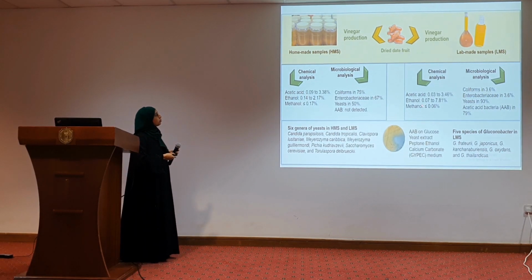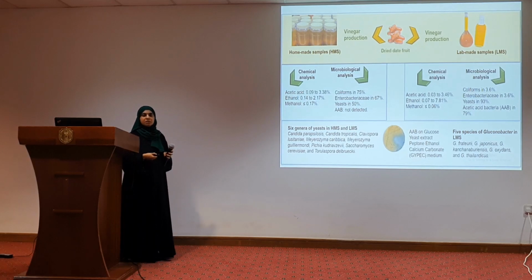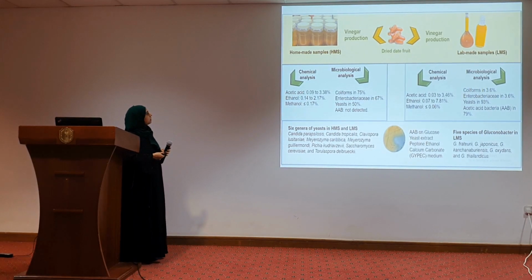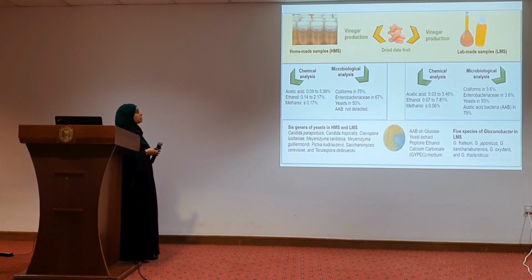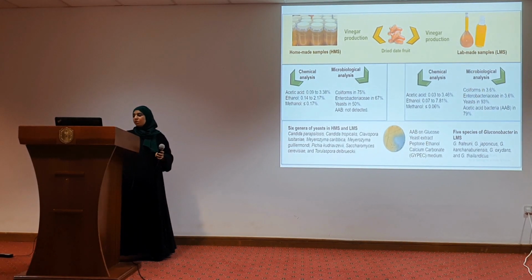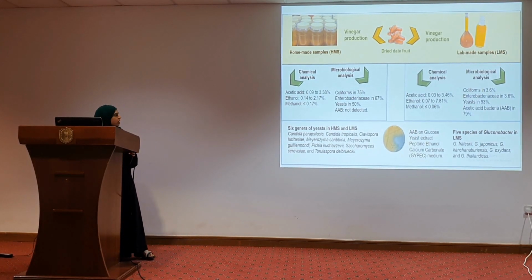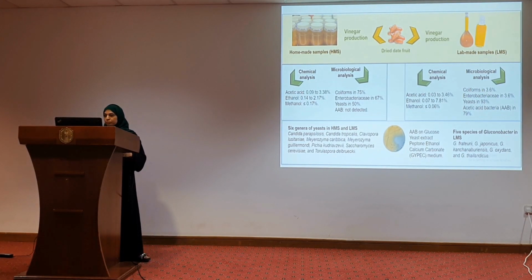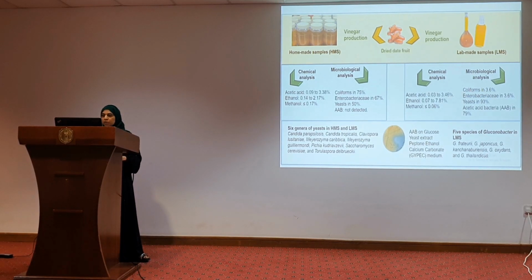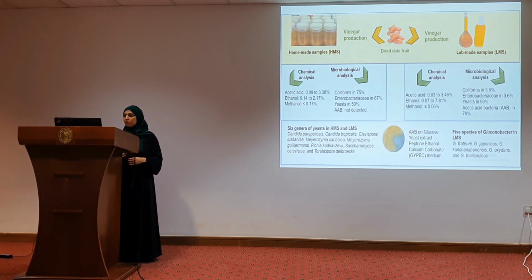The concentration of methanol was more than the acceptable level, and it is a toxic substance. In many samples, whether homemade or lab-made, the ethanol concentration was greater than the standard level, and the acetic acid was less than the standard level. We also isolated 5 species of Gluconobacter for the first time from date vinegar, and also 6 genera of yeast.